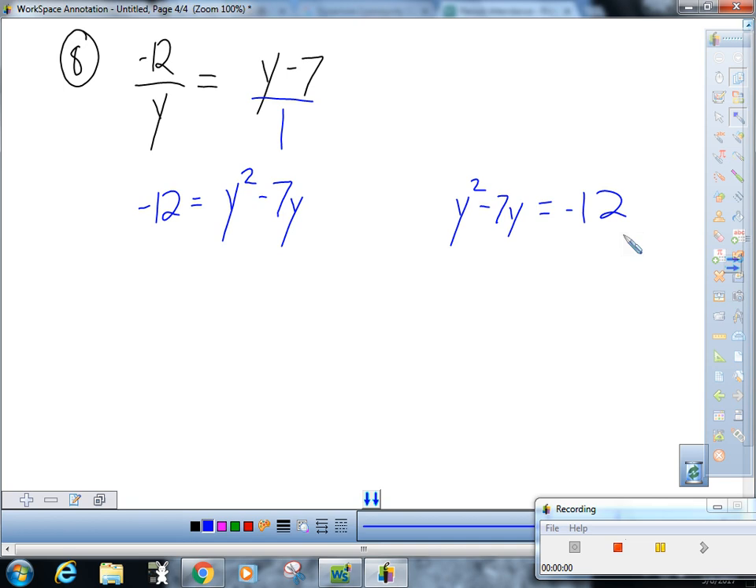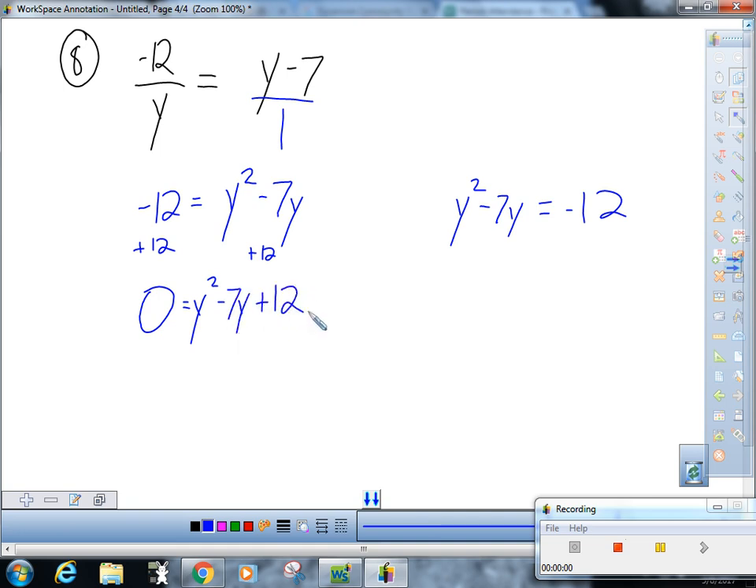We're going to have to factor because it involves a squared, which means we're going to have up to 2 answers for this. But we can't factor until we move this over here. So we have to add 12. Very good, Eve. And you get 0 is y squared minus 7y plus 12.